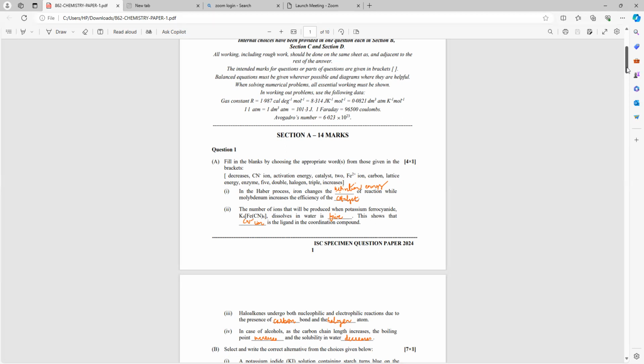So the first one says, in the Haber process, iron changes the activation energy of the reaction while molybdenum increases the efficiency of the catalyst. The number of ions that will be produced when potassium ferrocyanide dissolves in water is 5. This shows that CN minus ion is the ligand in the coordination compound.